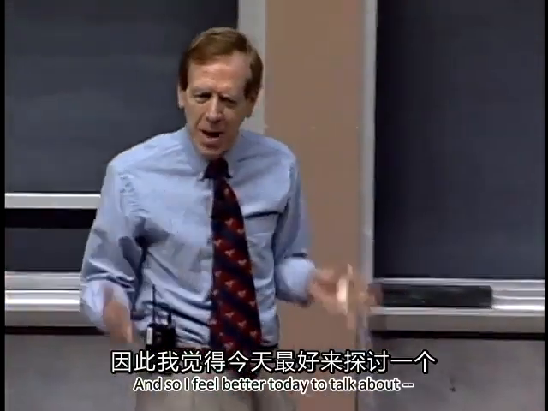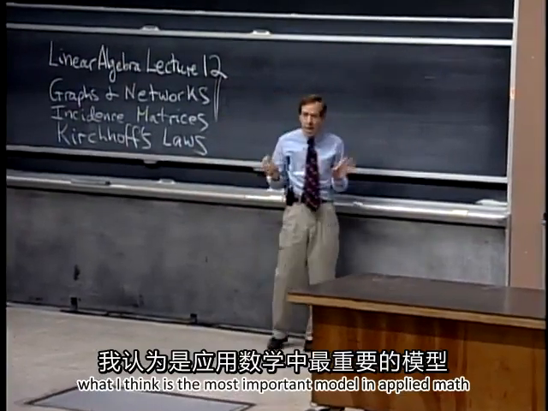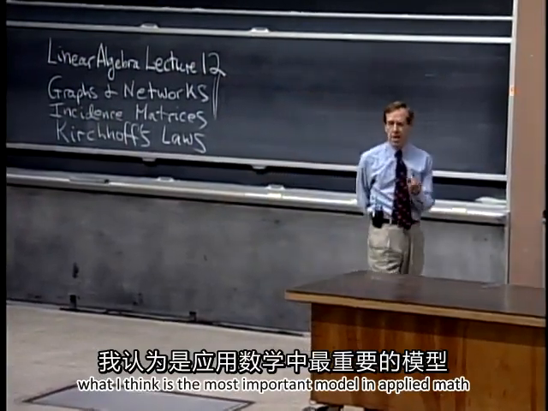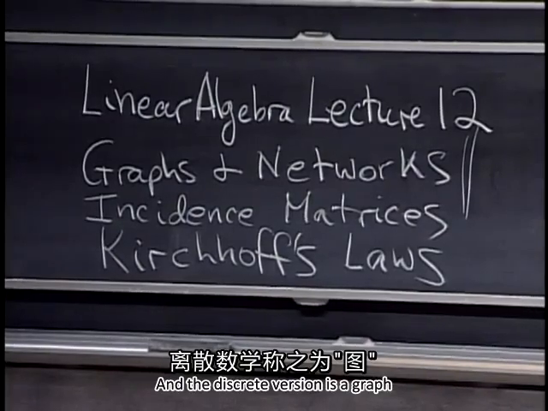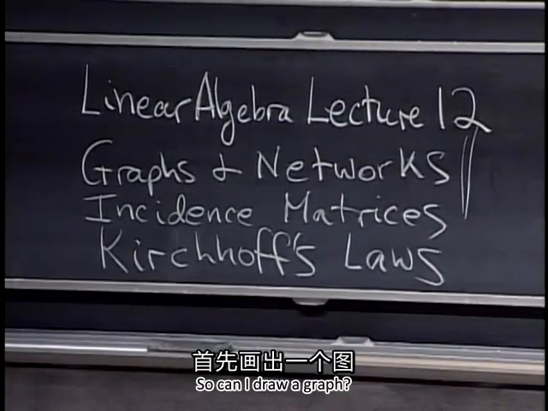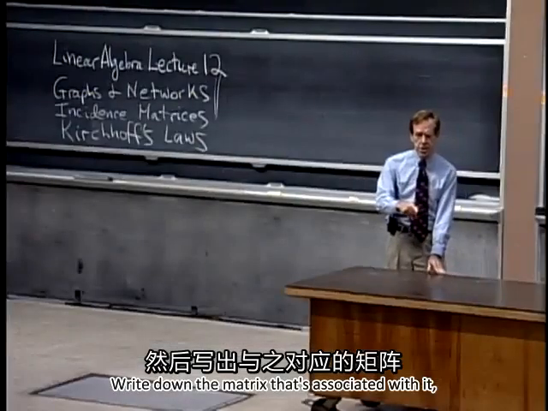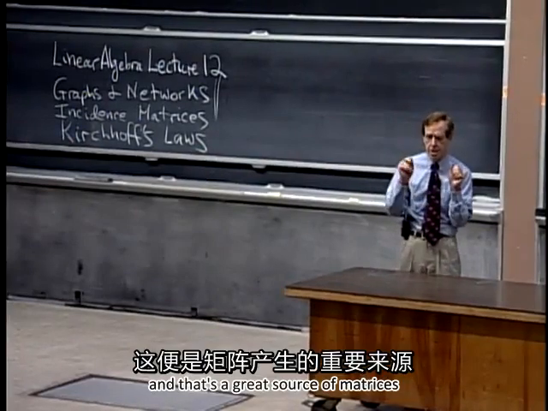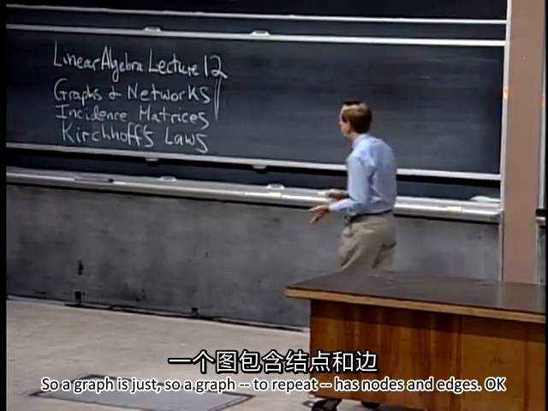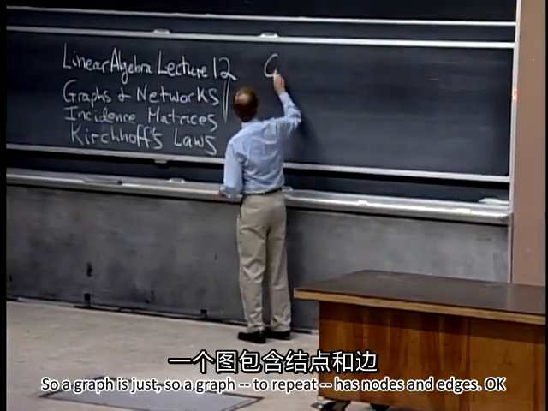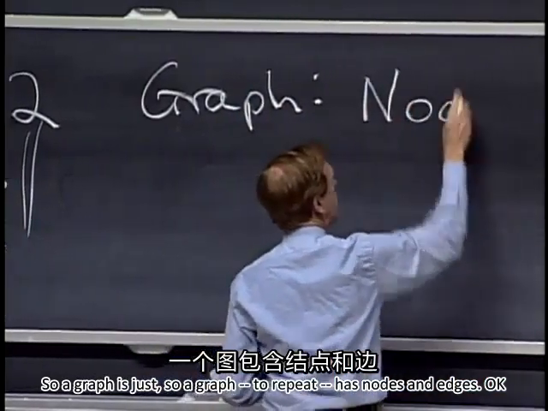And so I feel better today to talk about what I think is the most important model in applied math. And the discrete version is a graph. So can I draw a graph, write down the matrix that's associated with it, and that's a great source of matrices. You'll see. So a graph, to repeat, has nodes and edges.